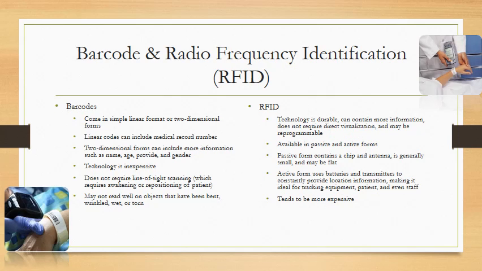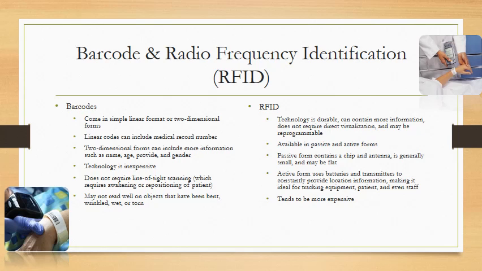Barcode and radio frequency identification, or RFID. Barcodes come in simple linear format or two-dimensional forms. Linear codes can include the medical record number. Two-dimensional forms can include more information such as the name, age, provider, and gender. The technology is inexpensive. It requires line-of-sight scanning, which may require awakening or repositioning of the patient. It may not read well on objects that have been bent, wrinkled, wet, or torn.